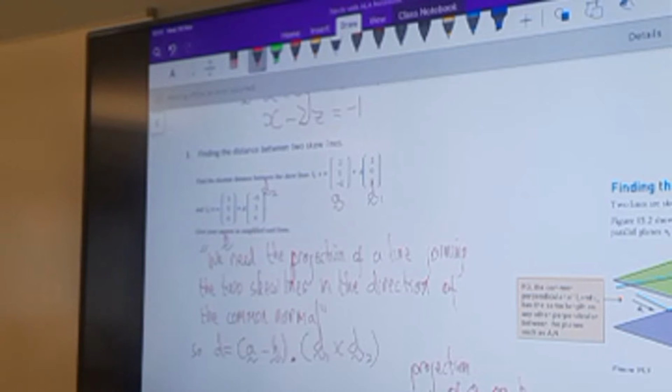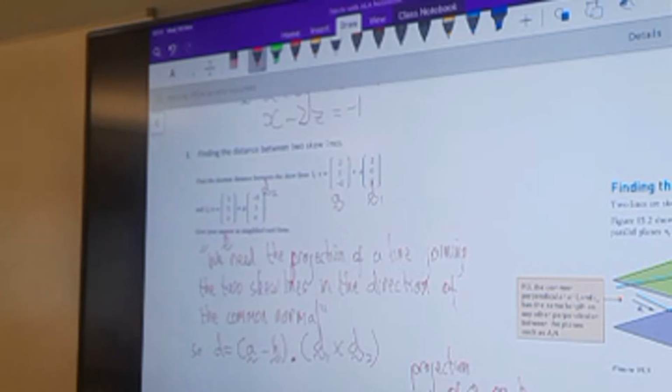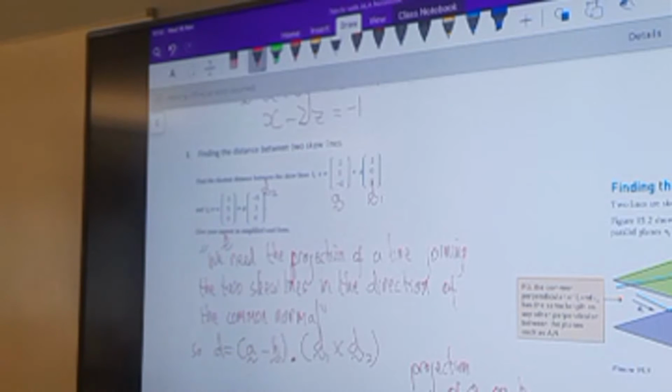So we're nearly there. That is the dot product of the line joining the two lines in the direction of the common normal. But what do I have to do? That's like a vector dot another vector. What I have to do to turn it into A dot B hat is divide by the magnitude. What you said is right.